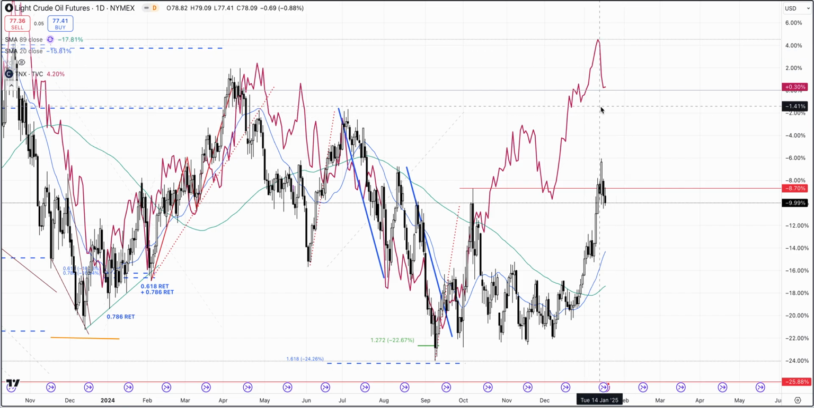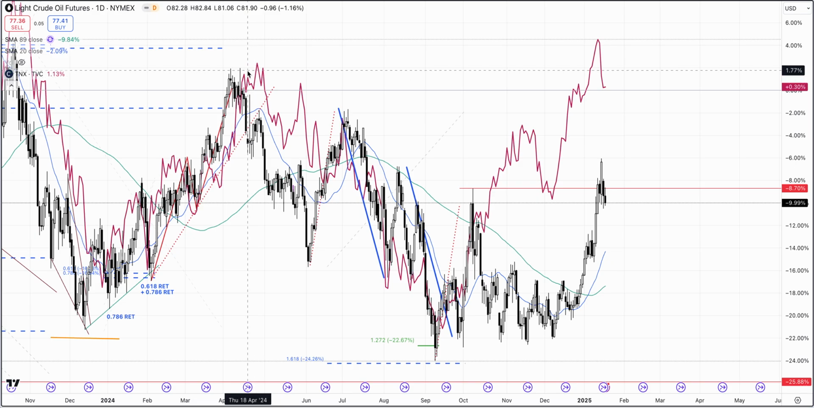The yields rise and the crude oil is rising. So that is really interesting. And during this period when the yields were moving lower, crude oil was also moving lower. So this is something really interesting to watch.